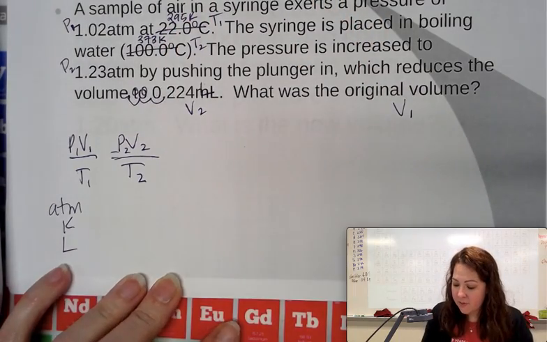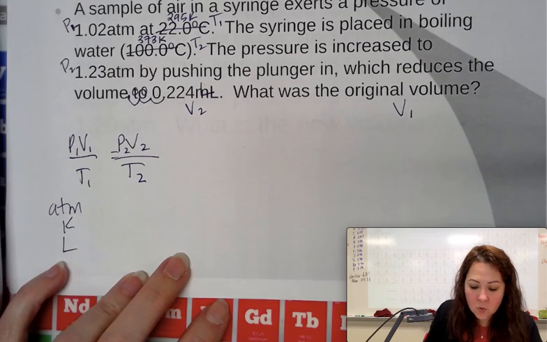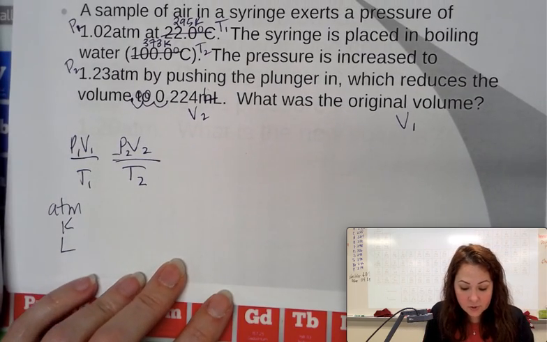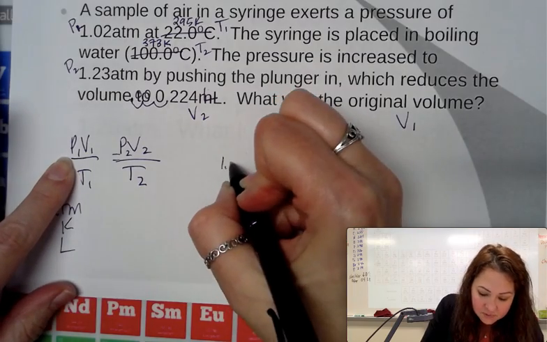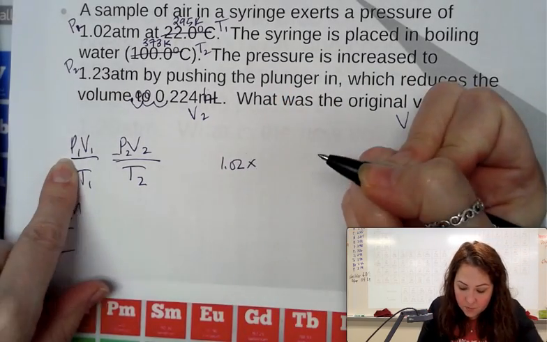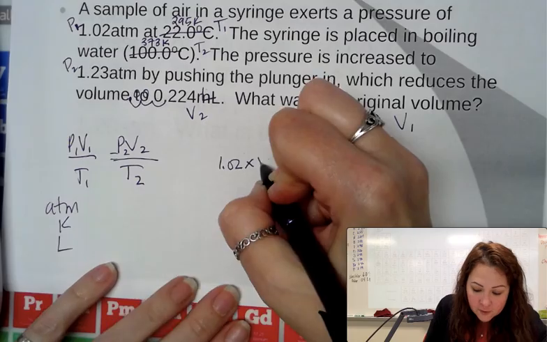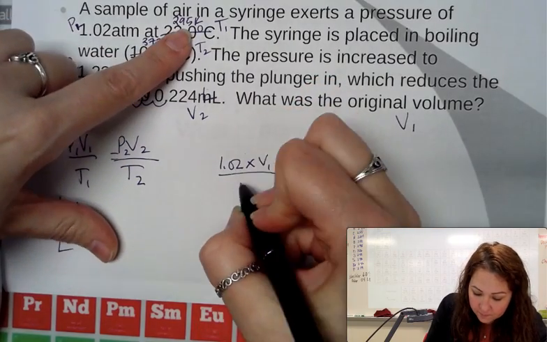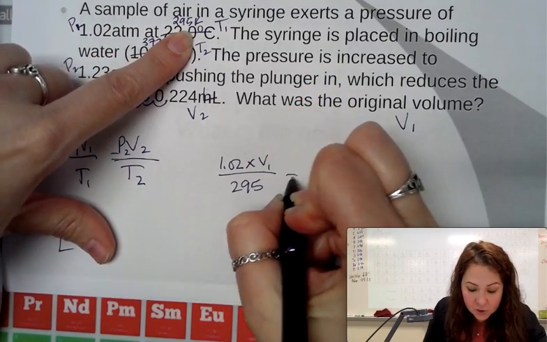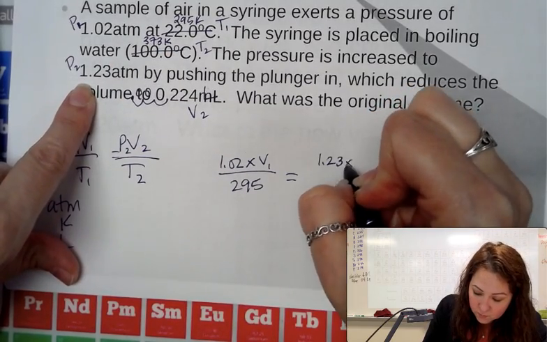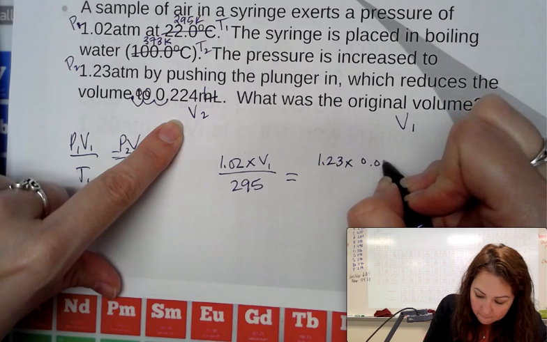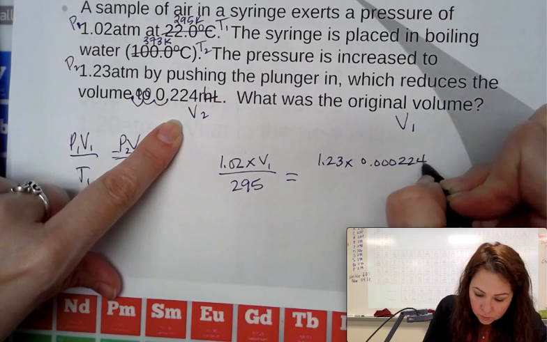So once I have everything there, then I'm going to plug in my answers to my equation. I have P1 times V1. Oh, that's what I'm solving for. Over T1 is equal to P2 times V2 over T2.